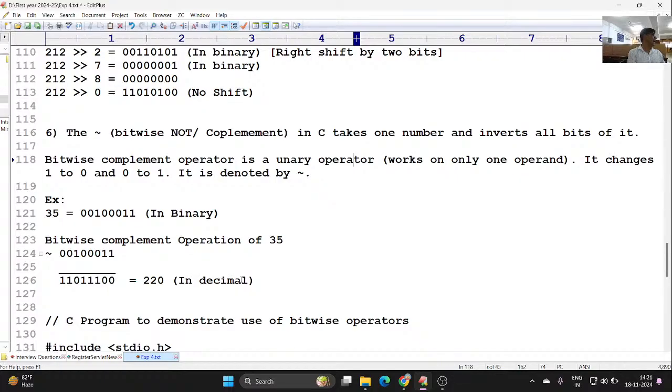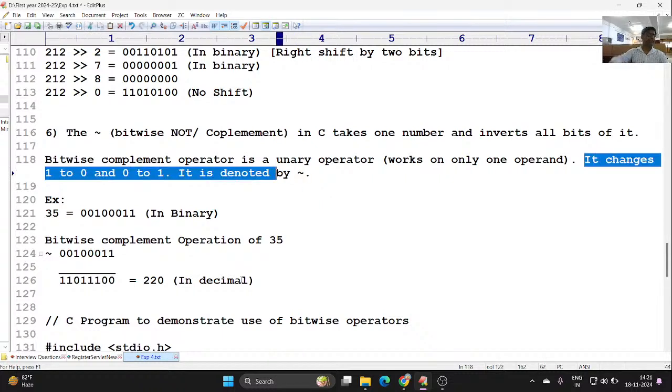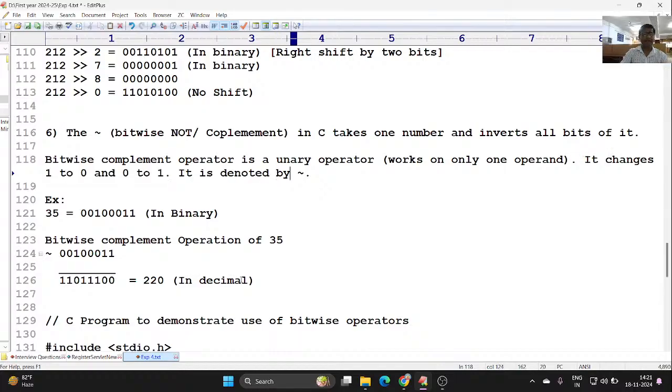Whereas bitwise complement, or you can call it bitwise NOT, is a unary operator, similar to increment and decrement. It works only with one operand, and it inverts the bits. Invert the bits means it changes ones to 0 and zeros to 1. It is denoted by the symbol tilde. It is called tilde. Repeat along with me, all boys and girls. Tilde.